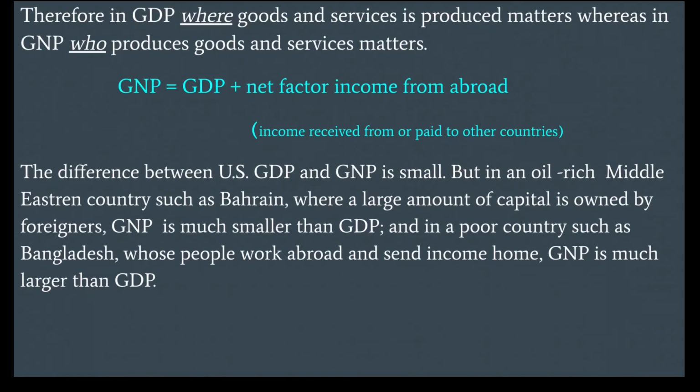Therefore, in GDP, where goods and services are produced matters, whereas in GNP, who produces goods and services matters. So GNP is equal to GDP plus net factor income from abroad, that is, income received from or paid to other countries. The difference between US GDP and GNP is small, but in oil-rich Middle Eastern countries such as Bahrain, where a large amount of capital is owned by foreigners, GNP is much smaller than GDP. And in poor countries such as Bangladesh, whose people work abroad and send income home, GNP is much larger than GDP.